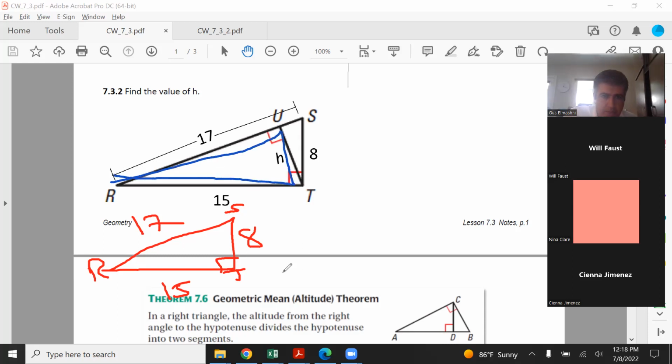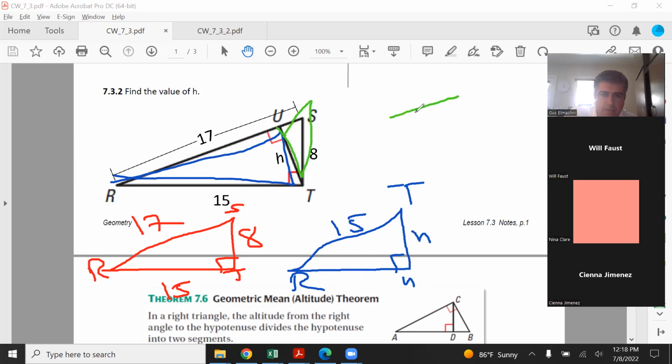Then I got my medium triangle. This is going to be R, U, T. Okay, that's a crappy looking triangle, just go with it. R, U, T. And that's R, U, we don't know. U, T, we know is H. R, T, I know is 15. And then finally, we have T, U, S. T is H, U, S I don't know, S, T I know is 8.